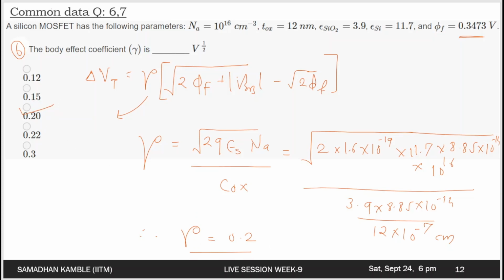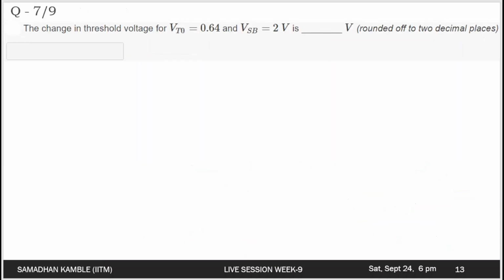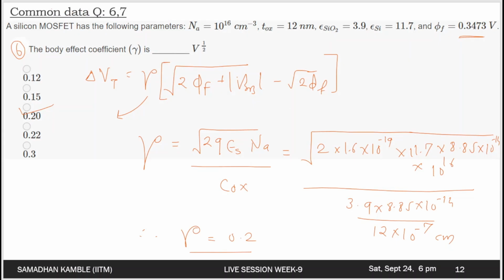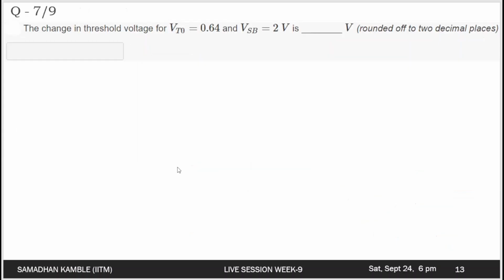Okay, again based on the same data, we want to find out the change in threshold voltage for Vt0 of 0.64 and Vsb of 2 volt. In the previous slide I wrote the equation, so again here we just need to do a mere substitution. Let me do it again here.